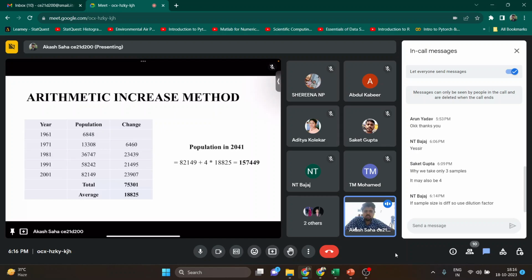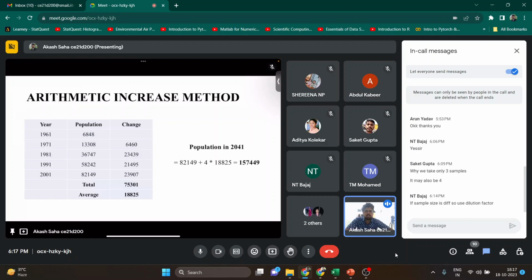Mostly for new cities, we don't use this arithmetic increase method because the value will be less compared to the others. New cities will be developing, and more and more people will shift, so we cannot go for the average. Suppose it is an old city, but a new IT sector has been developed. IT sector means more and more job locations will be there, so people will start shifting to that city. At that time also we cannot use the arithmetic increase method. We have to go for the geometrical increase or incremental increase method.